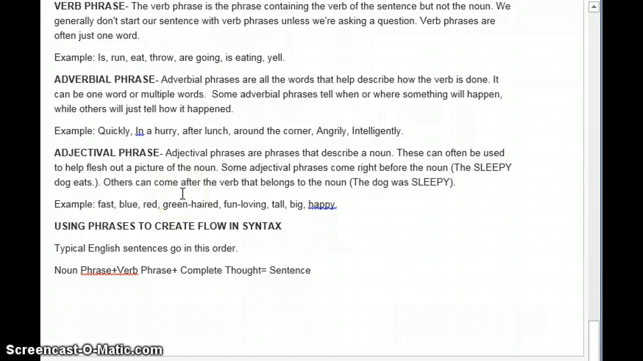for your author. So how do we use phrases to create flow in our syntax? Syntax is just a big word for sentence structure.